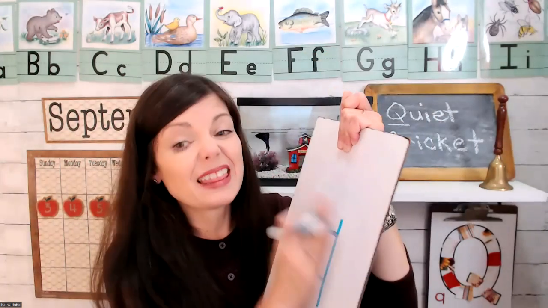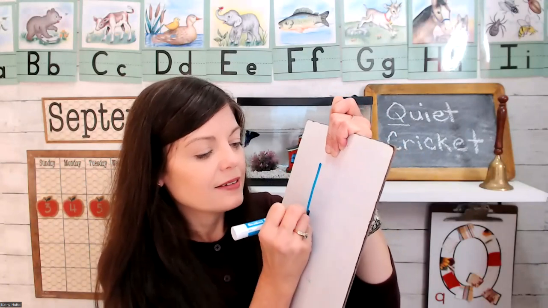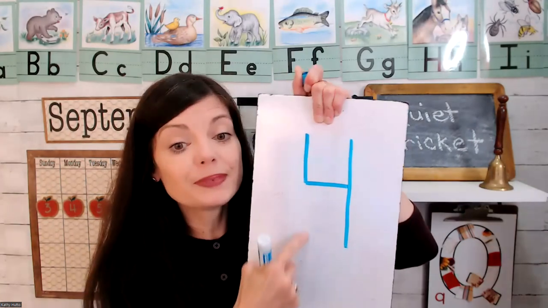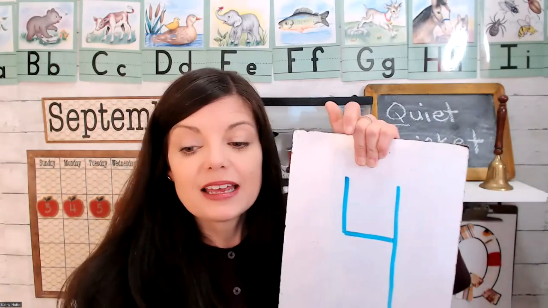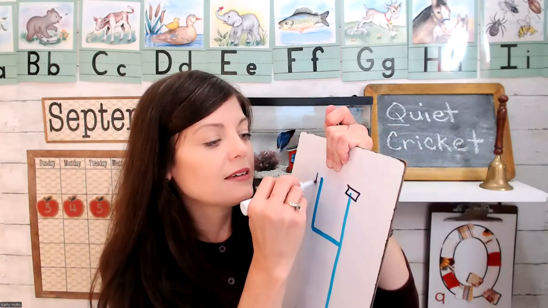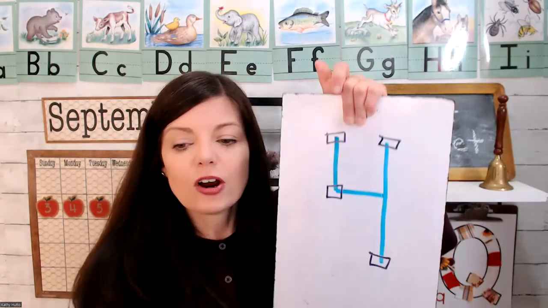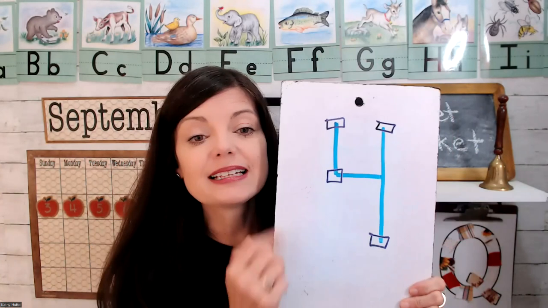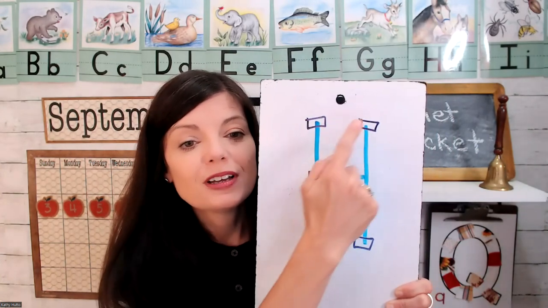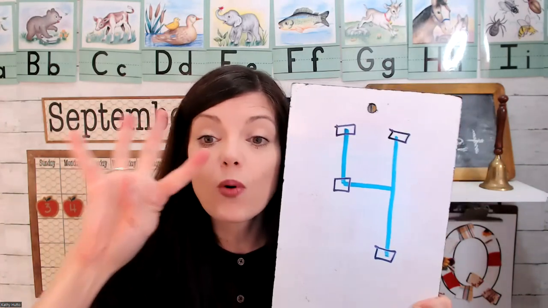So I think the ladder could be broken, though. Let's look at it again. Down and out with a line right here. Yep, the ladder is definitely broken. In fact, there are pieces of wood hanging. 1, 2, 3, 4 pieces of wood are hanging on our ladder. Let's count the little pieces of wood. 1, 2, 3, 4. This is number 4.